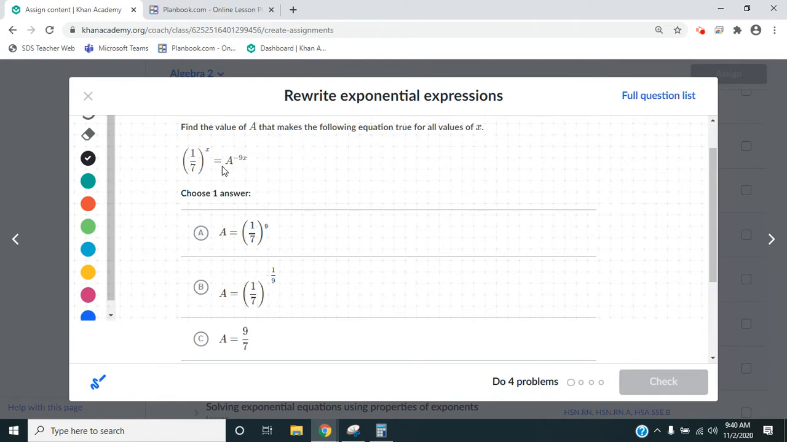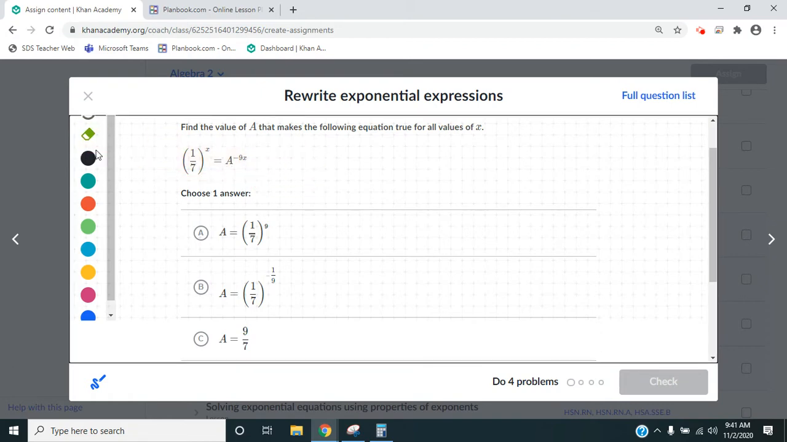Here's what's going on. This side has 1/7 to the x. This side already has something to the x, right? But it's missing a. So we're trying to figure out what a would have to be. Now, here's the thing. They already each have the x as an exponent, don't they? So let's ignore that for a second.